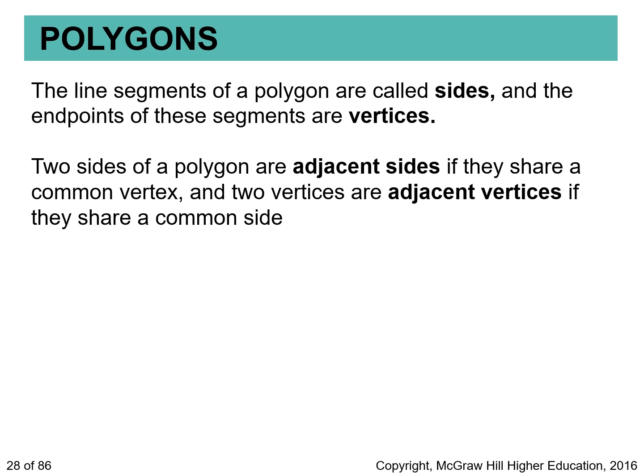Okay, on a polygon, the sides are the line segments. The vertices are the endpoints or the corners. You may want to think of them as the corners. And don't worry about adjacent sides and adjacent vertices.